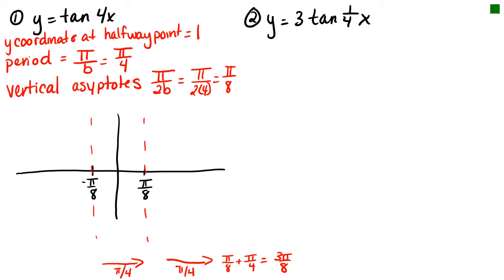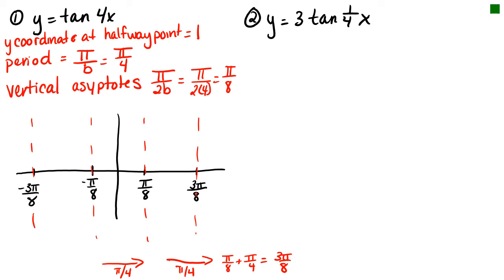I'm going to try to make it the right distance. So 3 pi over 8, and then negative 3 pi over 8. There are going to be some more asymptotes. Okay, now we need to get our swishies in.